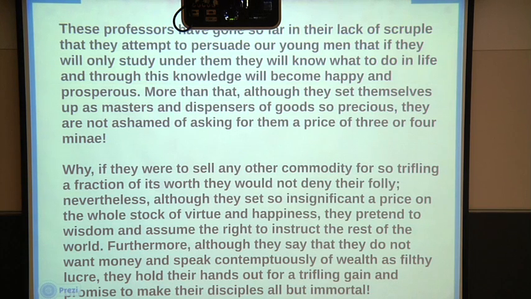He talks about professors who've gone so far in their lack of scruple that they attempt to persuade our young men that if we'll only study under them, they'll know what to do in life, and through this knowledge become happy and prosperous. More than that, although they set themselves up as masters and dispensers of goods so precious, they're not ashamed of asking for them the price of 3 or 4 minae. And he says, look, either this is grossly mispriced. Either if this is going to give you knowledge and happiness, this should be really expensive, and very few people should afford it. Or if it's actually not worth anything, these professors shouldn't be able to make a living.